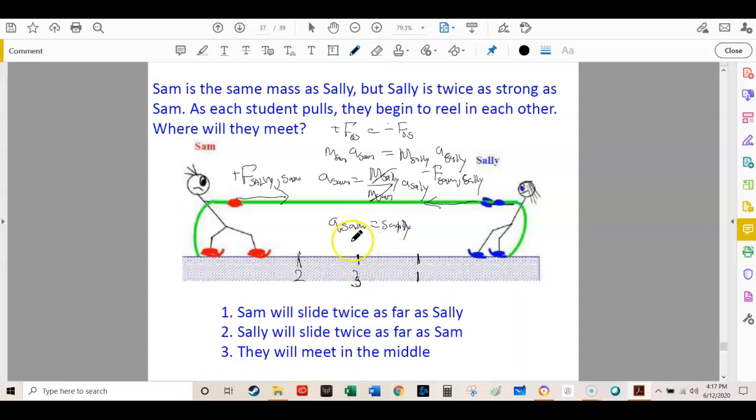Which means that their accelerations are equal.